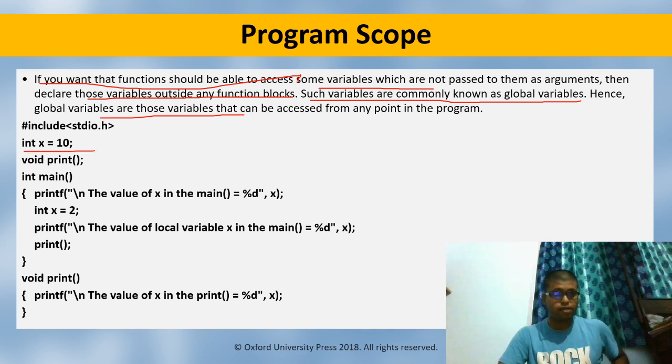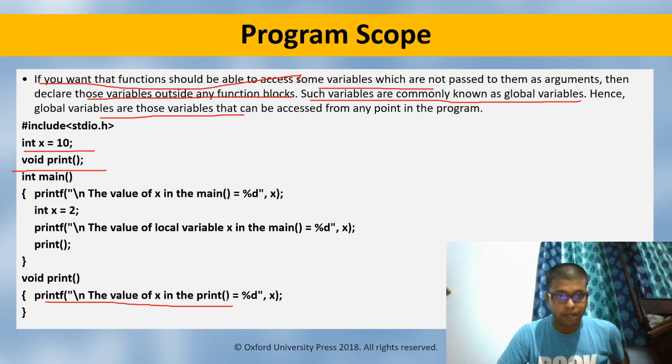So x equals 10 we have defined. Void print is a function. Then int main. In print, printf the value of x is %d. Here, x equals 2 we have mentioned. Initially x equals 10 is present, it is the global variable x. Now here 10 will be printed. Now x equals 2, it will become 2.